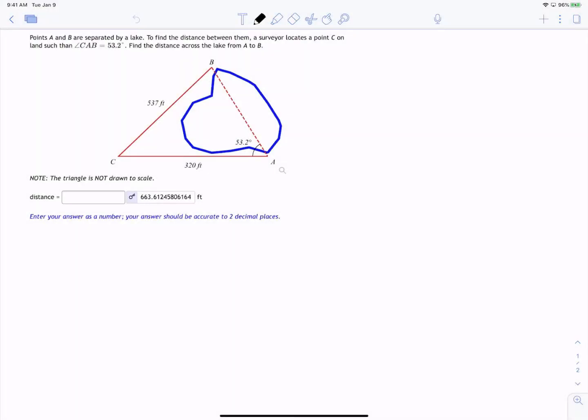Hi. So in this example, we are going to determine the distance of this segment here. Okay, so what we do know is points A and B are separated by a lake, so this is like a lake. And to find the distance between them, a surveyor locates a point C on land such that CAB is 53.2 degrees. Find the distance across the lake from A to B.